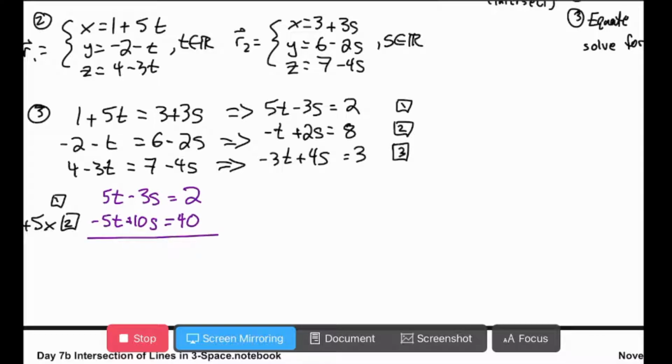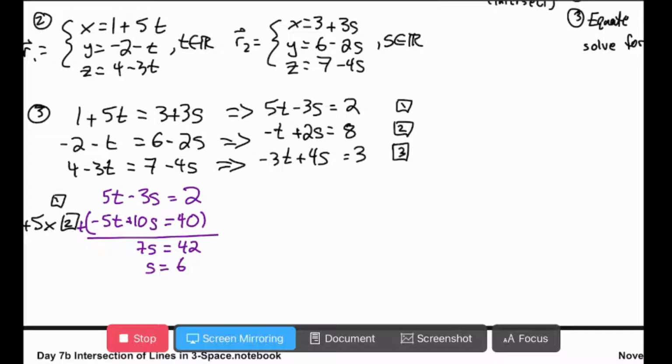And let's add those together. 5 plus negative 5t eliminates the t. Negative 3s plus 10s. Remember, I'm adding this whole thing. Negative 3s plus 10s is 7s. And 2 plus 40 is 42. So if we rearrange and solve, we find that s is equal to 6.